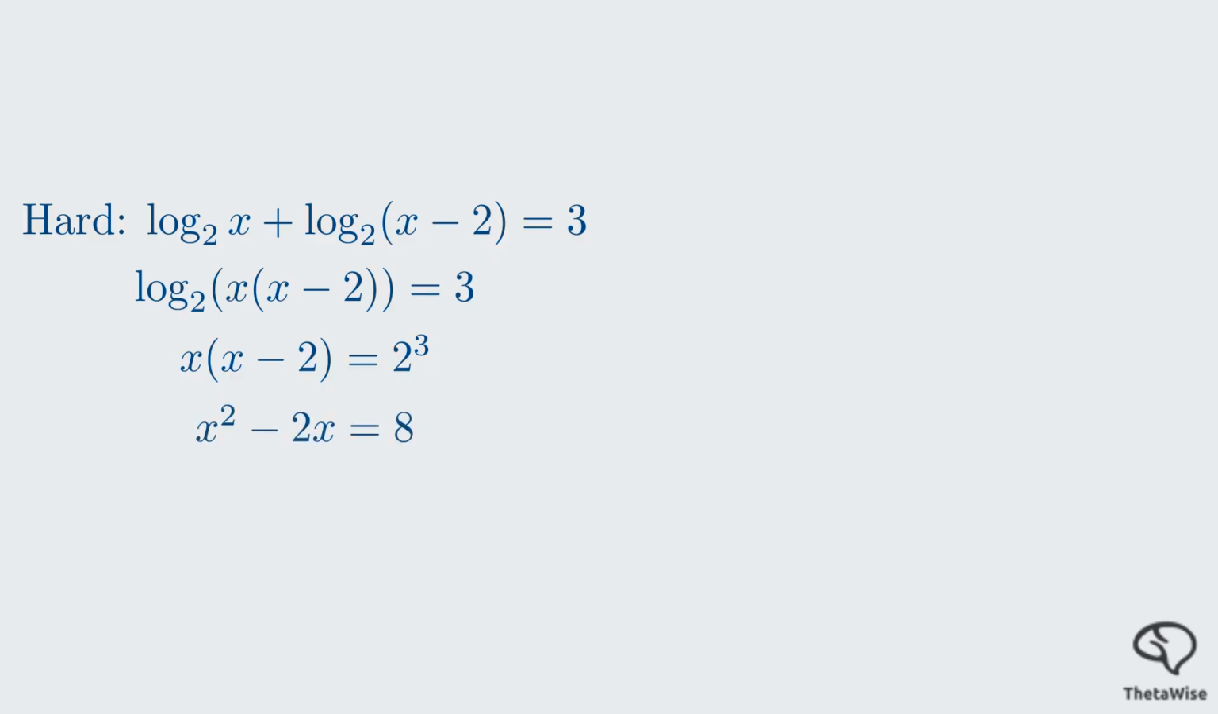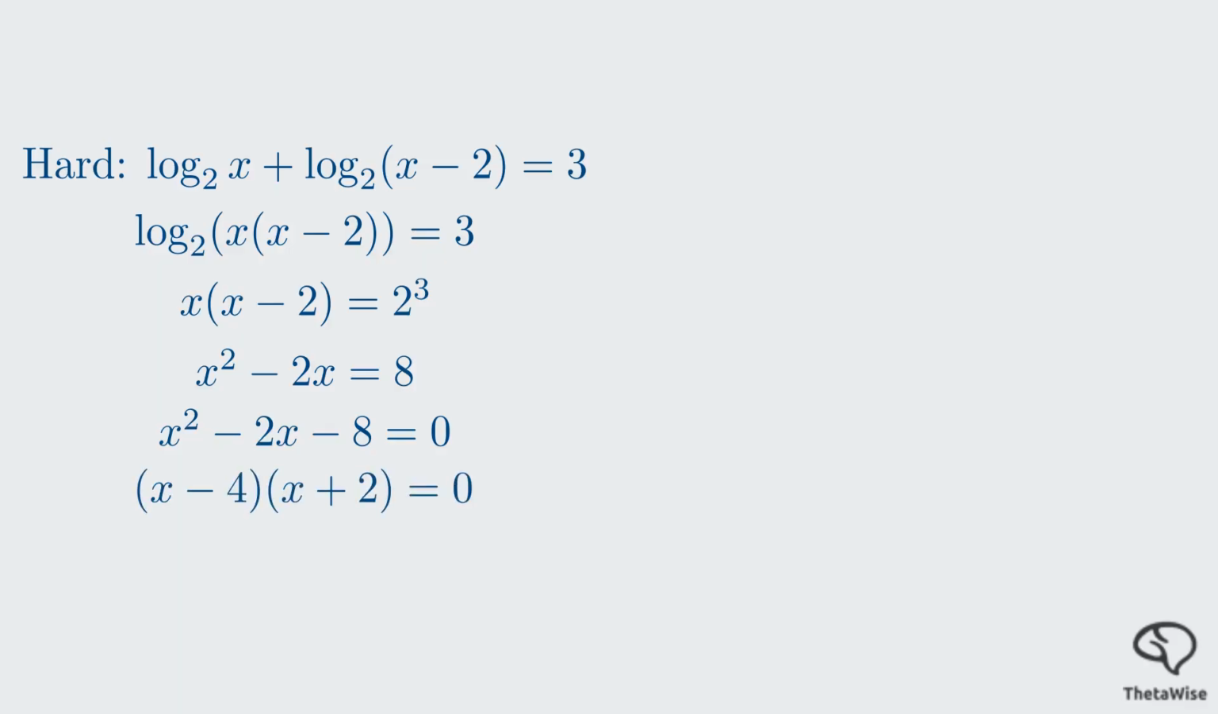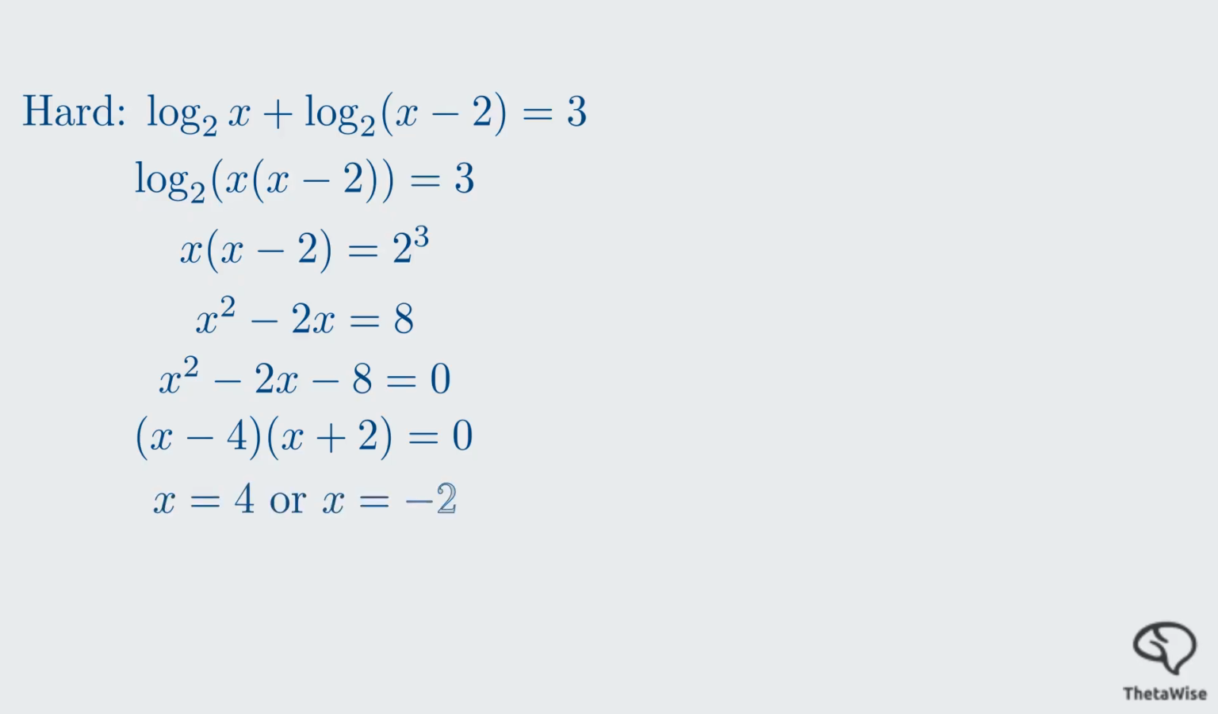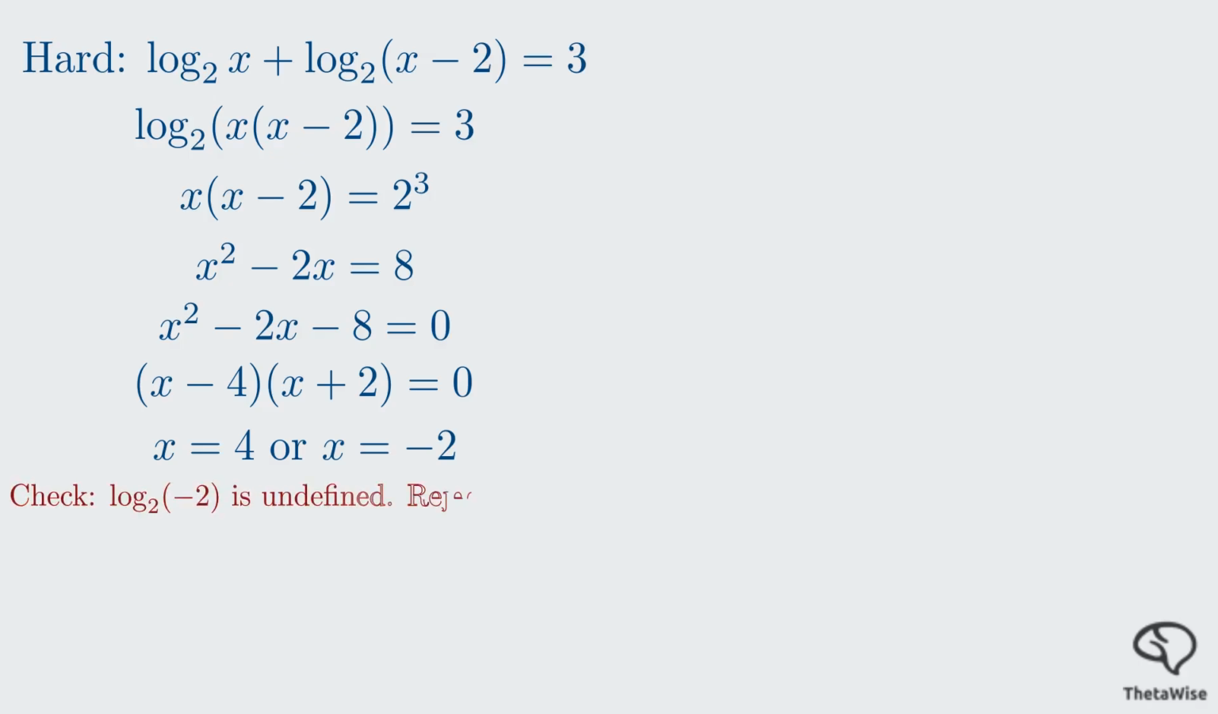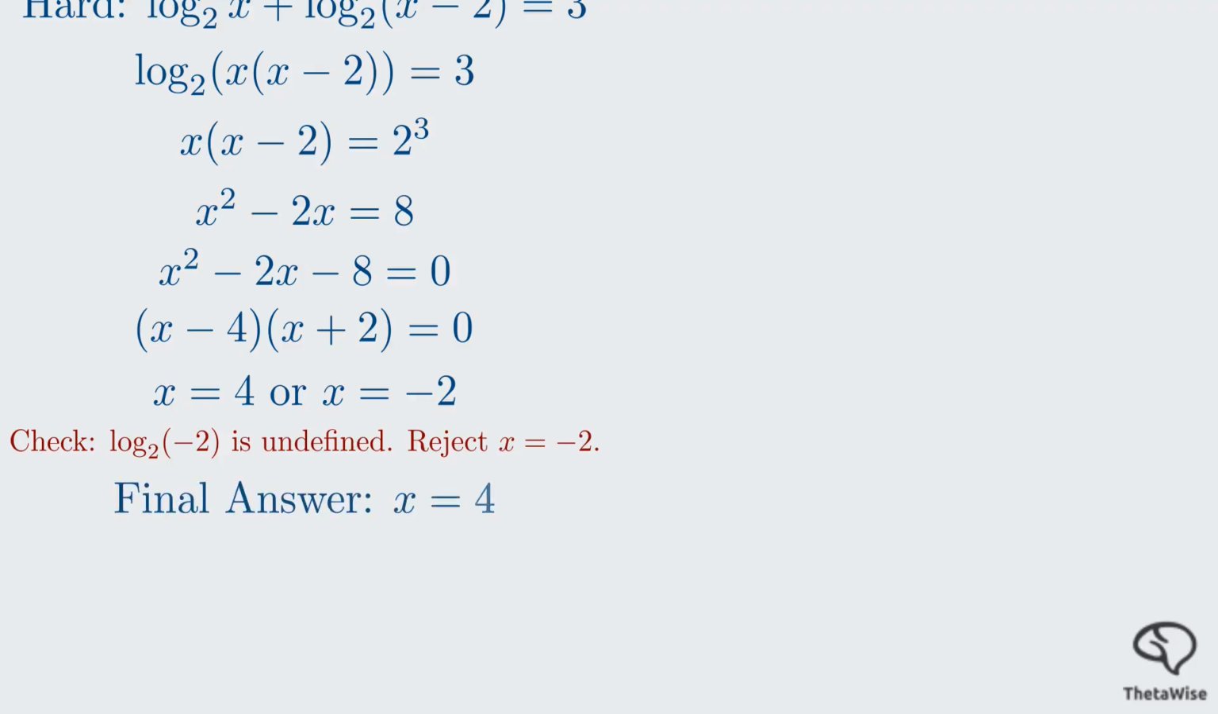Expanding the left side gives x squared minus 2x equals 8. Rearrange into a quadratic. x squared minus 2x minus 8 equals 0. Factorizing gives (x minus 4)(x plus 2) equals 0. So x equals 4 or x equals negative 2. Crucially, we must check the original arguments. We cannot take the log of a negative number, so we reject x equals negative 2. Final answer, x equals 4.